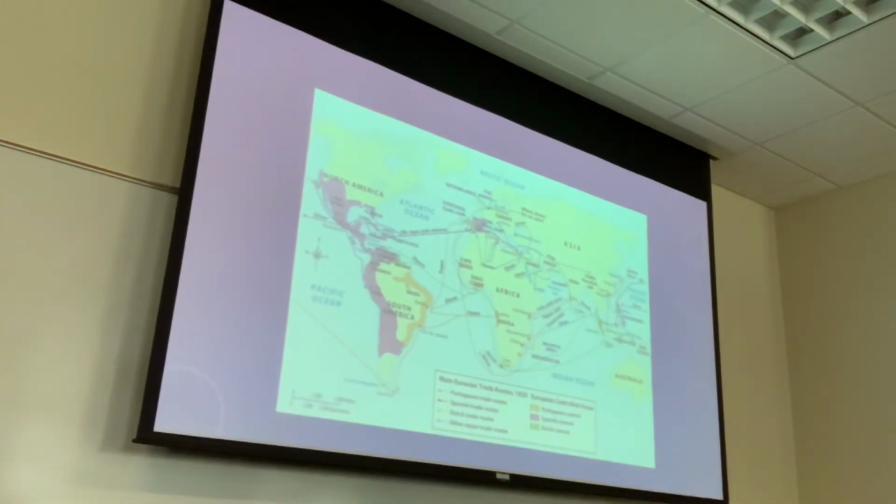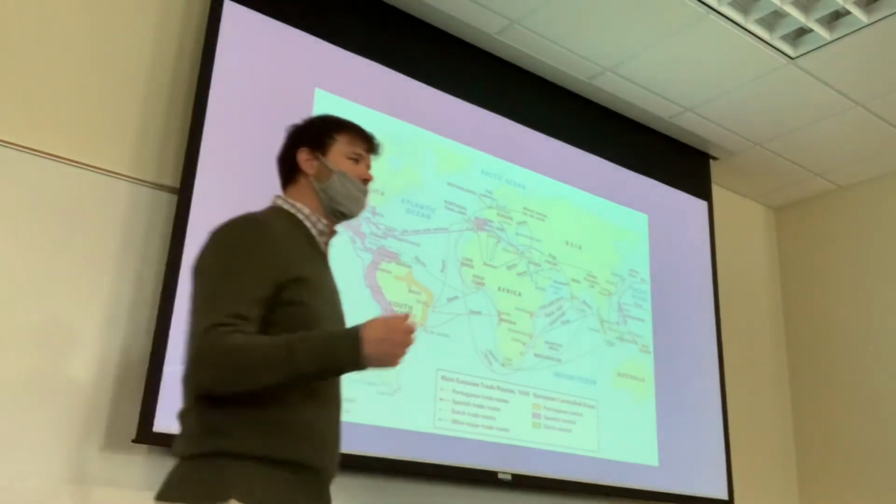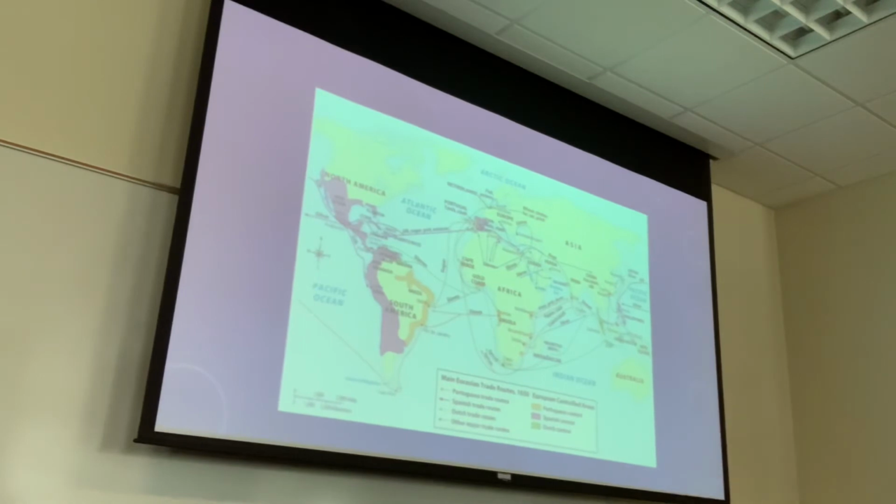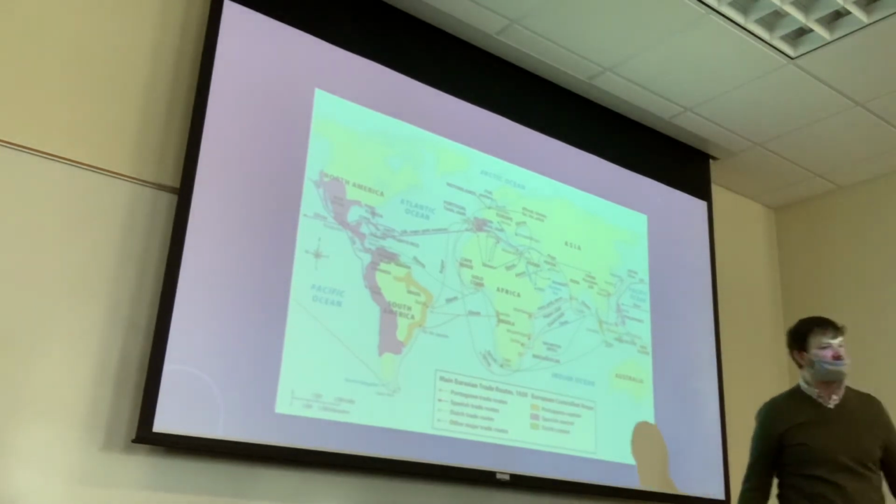And by the way, this is a chattel system, so as valuable as sugar and tobacco and later rice are, the reality is that the most valuable commodity in the entire Atlantic world over here are the slaves themselves.